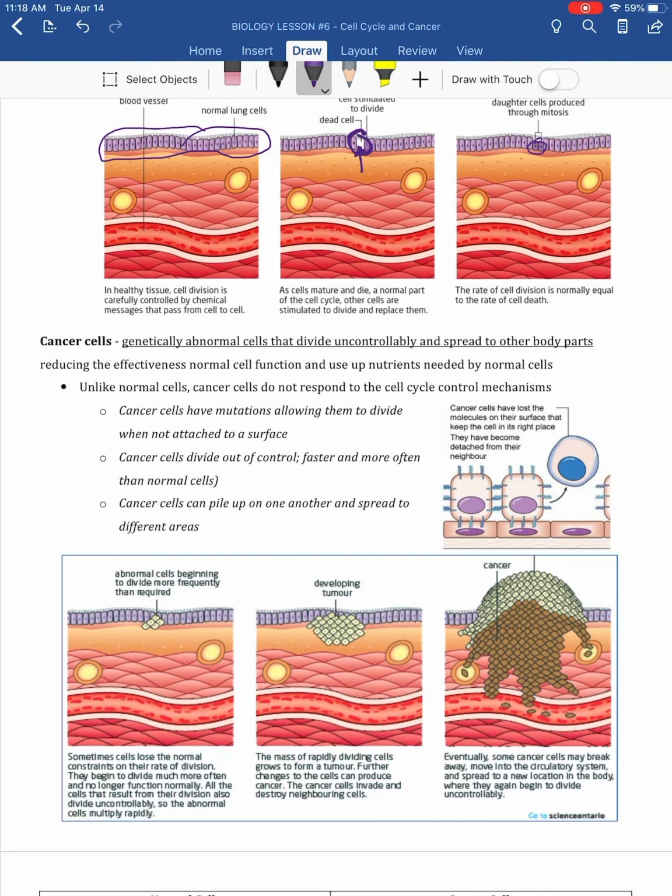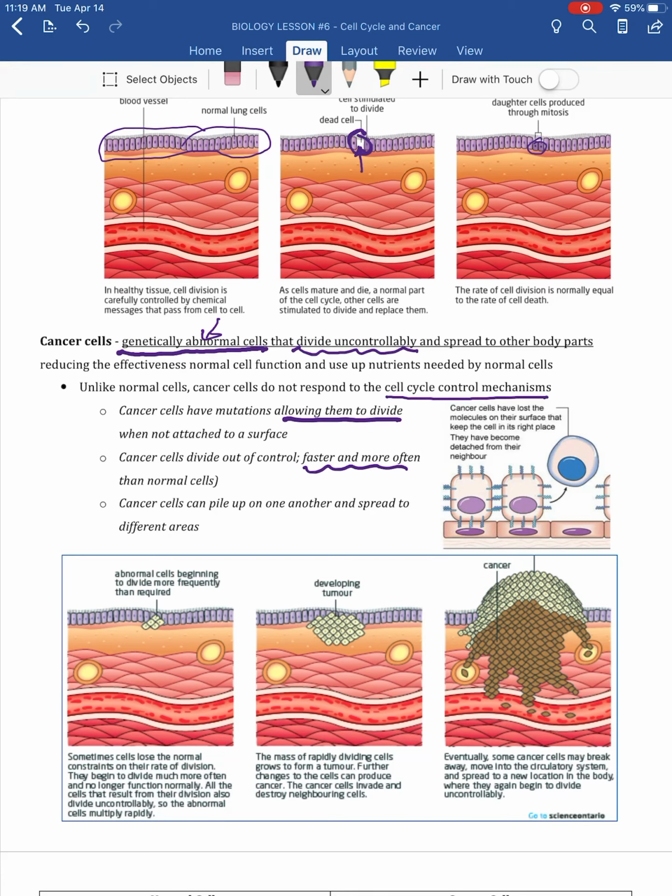So cancer cells, just like I said before, have a genetic mistake. So they're abnormal. They divide uncontrollably, so that cell cycle just keeps going around and around and around. Those cells that have the mistake, they're genetically abnormal, spread to other body parts, and then they just keep growing and growing. So it's like a parasite. It takes over. They do not respond to the cell cycle control mechanisms because the cell cycle never stops. So they just keep on dividing even when they're not attached to a surface. And then the cell cycle actually goes into overdrive.